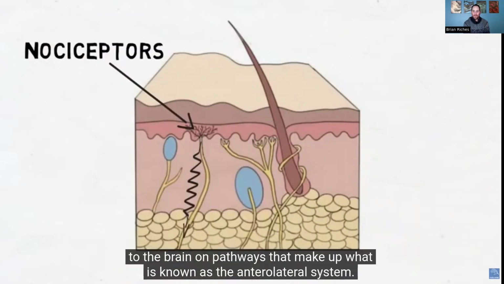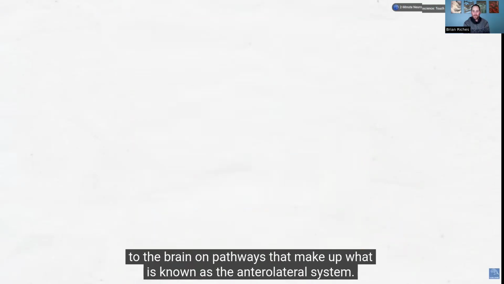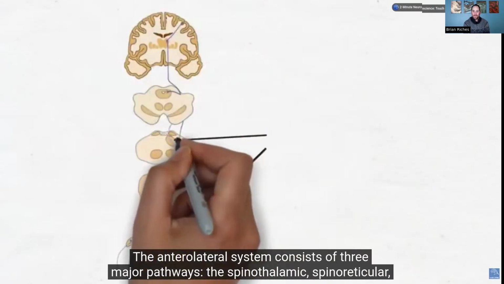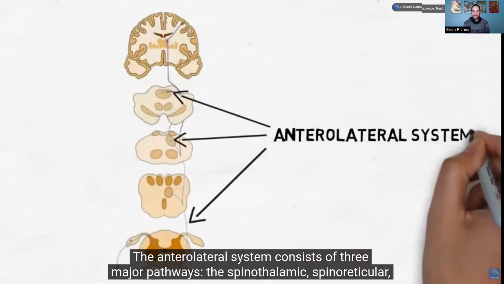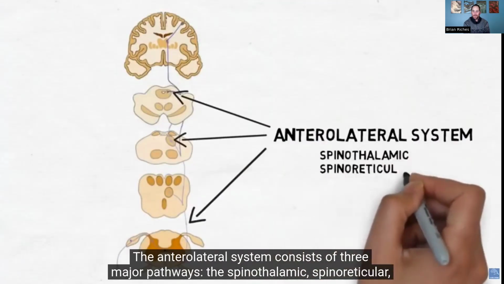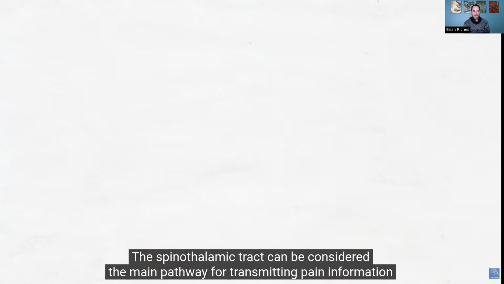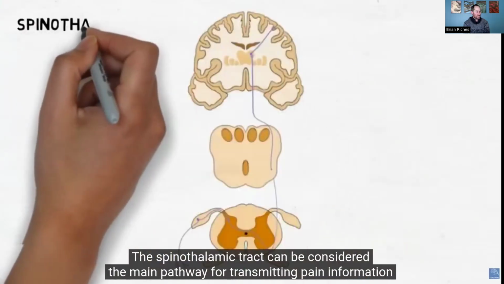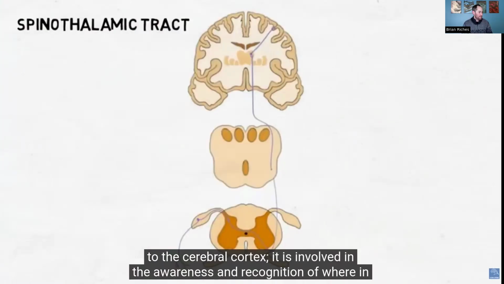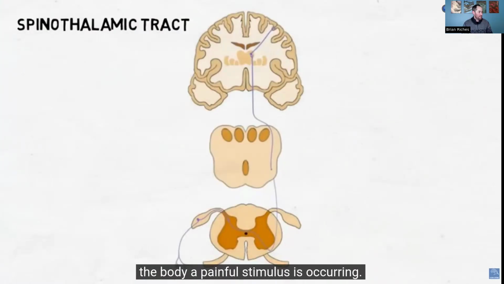The signal will be sent to the brain on pathways that make up what is known as the anterolateral system. The anterolateral system consists of 3 major pathways: the spinothalamic, spinal reticular, and spinomesencephalic tracts. The spinothalamic tract can be considered the main pathway for transmitting pain information to the cerebral cortex. It is involved in the awareness and recognition of where in the body a painful stimulus is occurring.